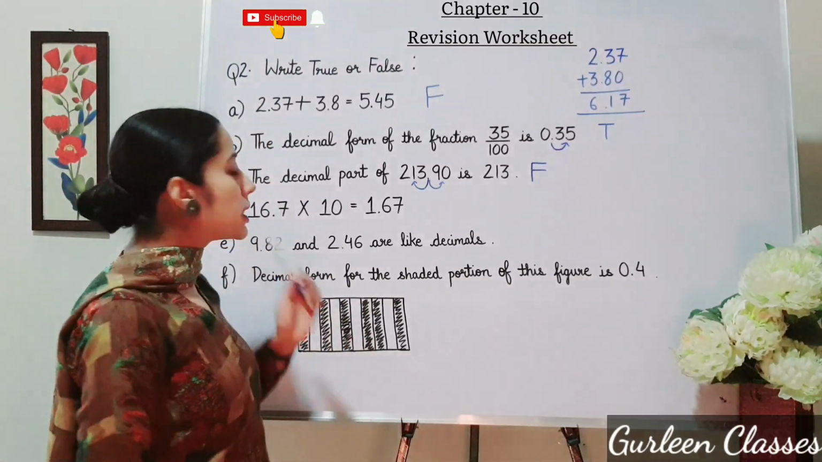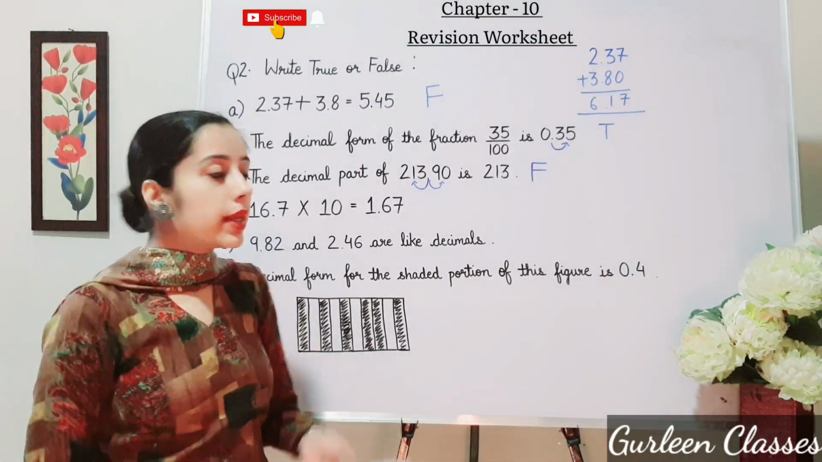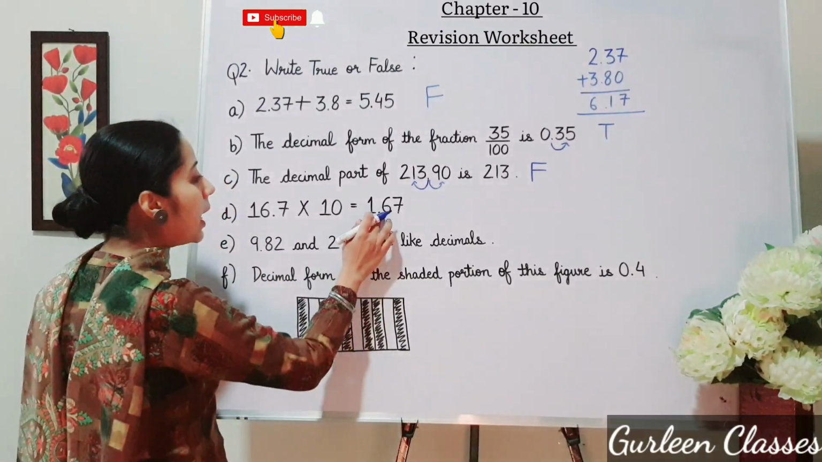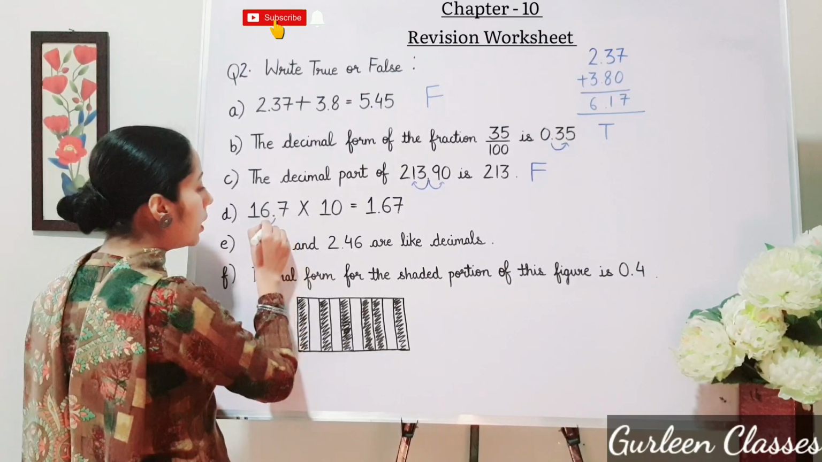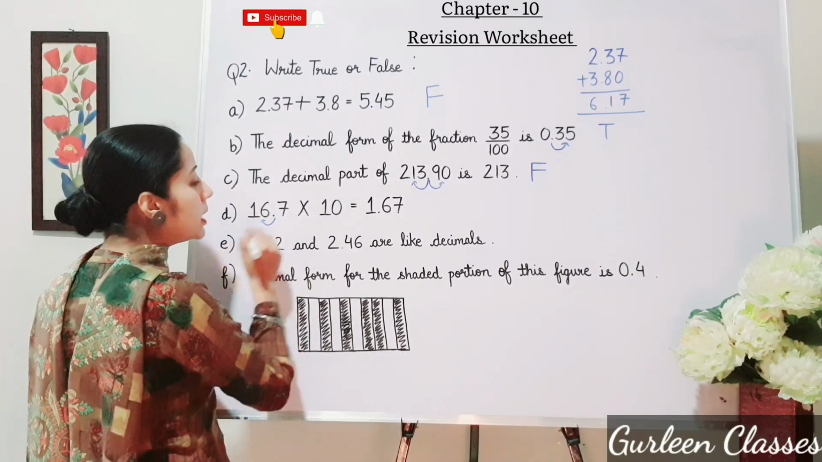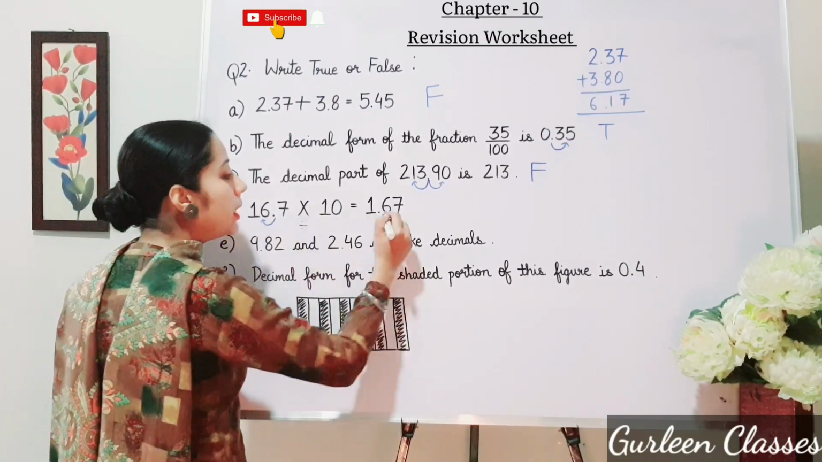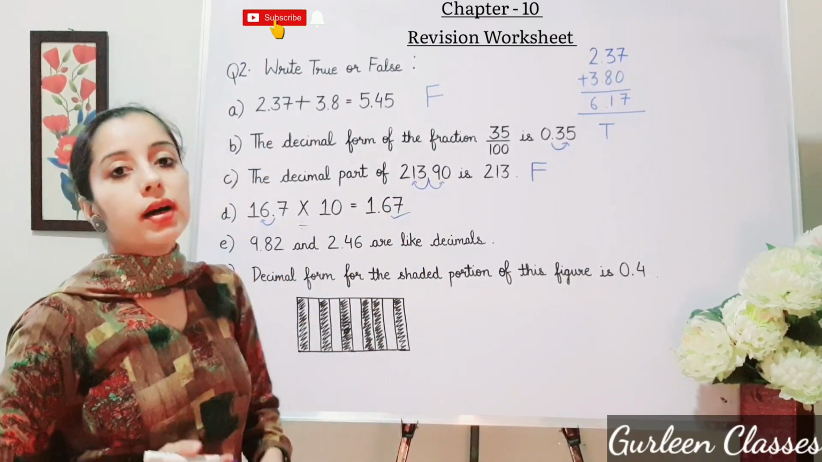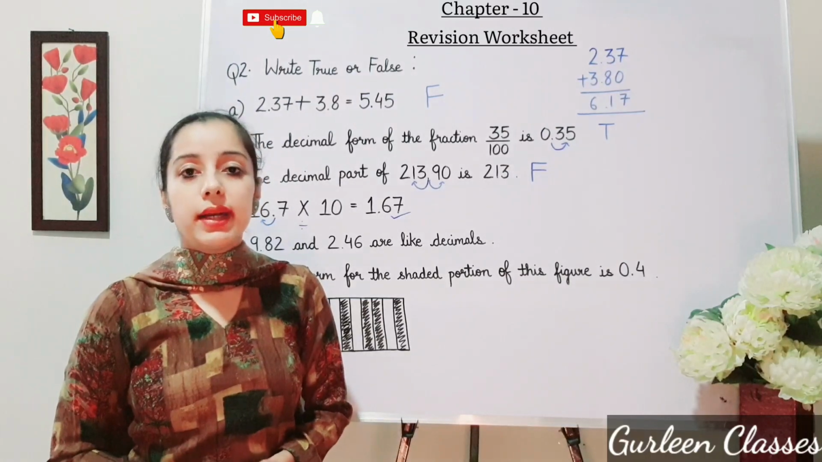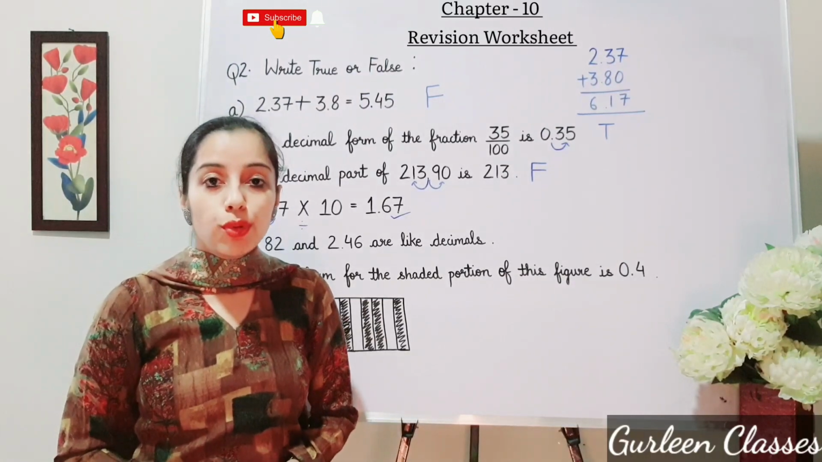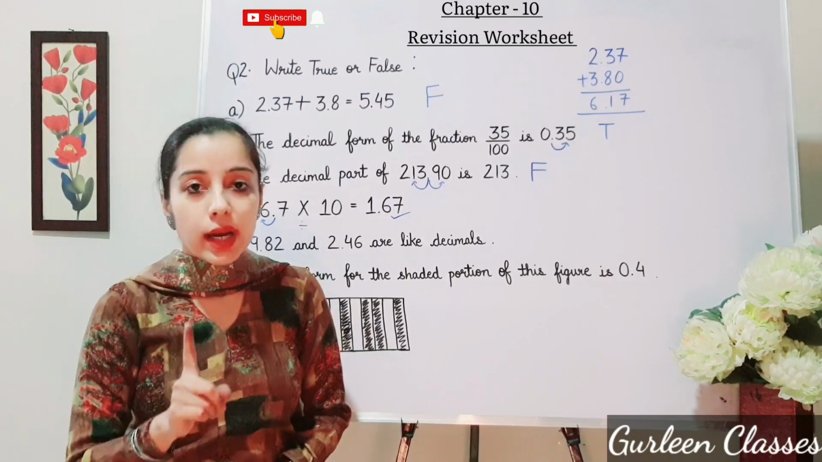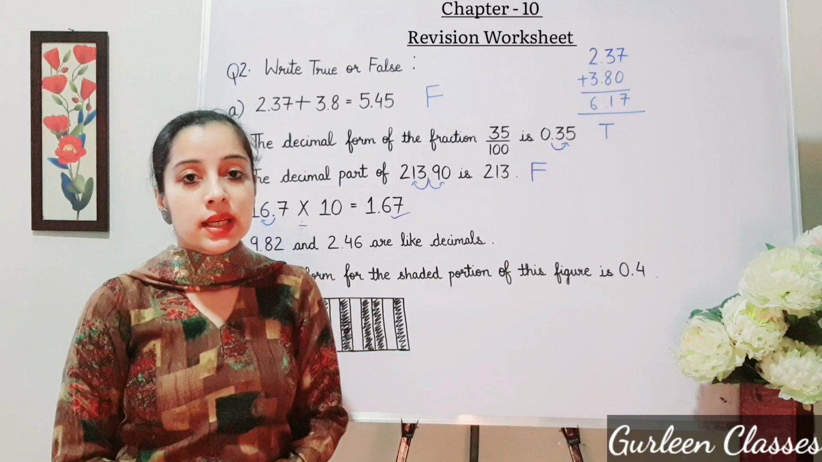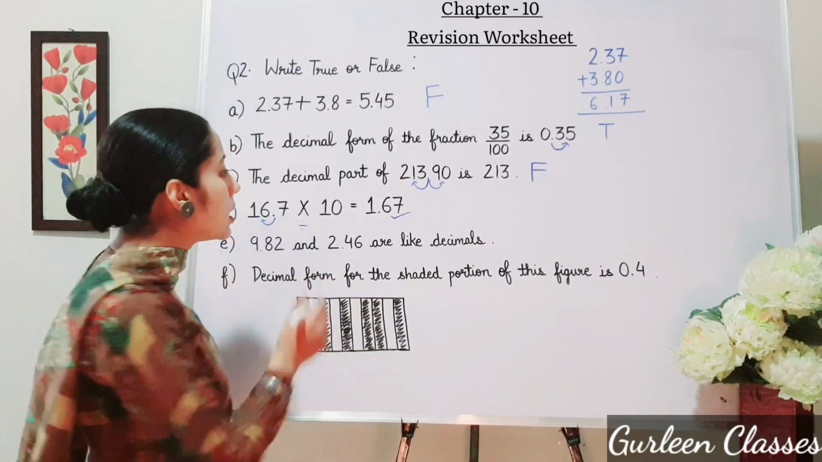Next, 16.7 into 10 is equal to 1.67. Let us see. Here they have shifted the decimal point to the left by 1 place. So if it would be divide, then this answer is correct. But here it is multiply. Whenever a decimal number is multiplied by 10, the decimal point moves to the right by 1 place. And here the decimal point is moved to the left by 1 place. So it is divide. So it is false.